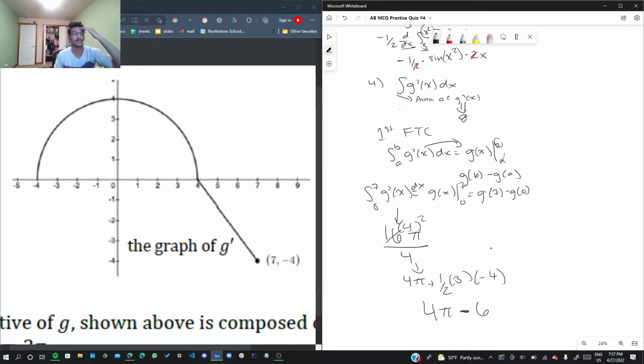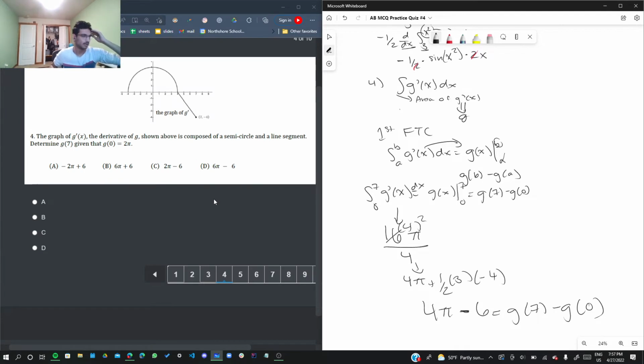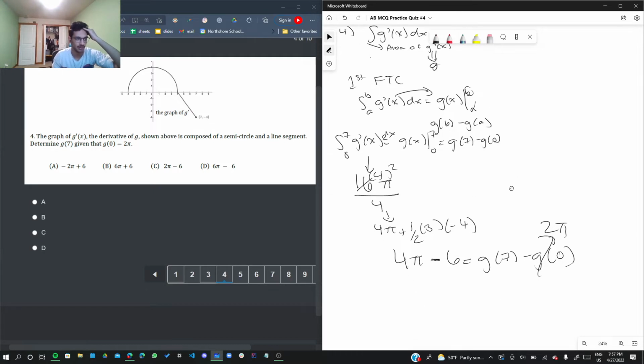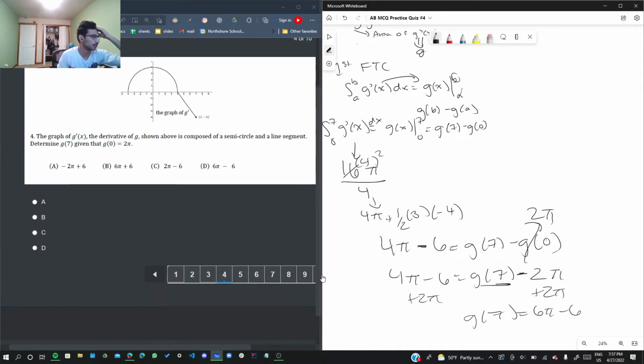So that is 4 pi minus 6, and that's supposed to equal, according to our equation, g of 7 minus g of 0. They've given us that g of 0 is 2 pi. So 4 pi minus 6 is equal to g of 7 minus 2 pi. In order to figure out g of 7, you just add 2 pi to both sides, and we get g of 7 equals 6 pi minus 6. That's going to be D.